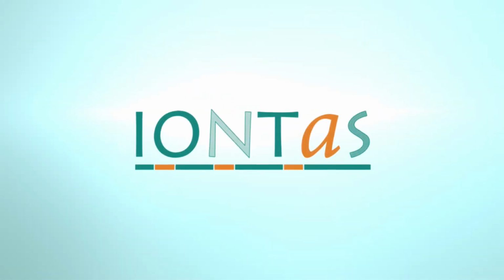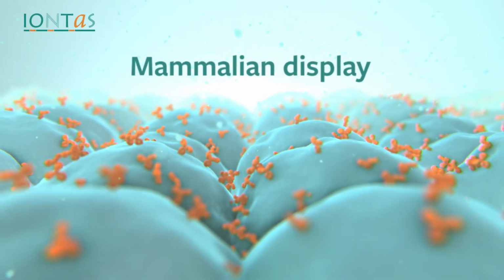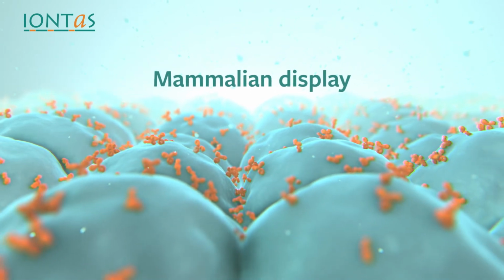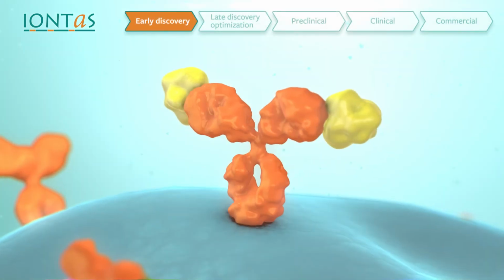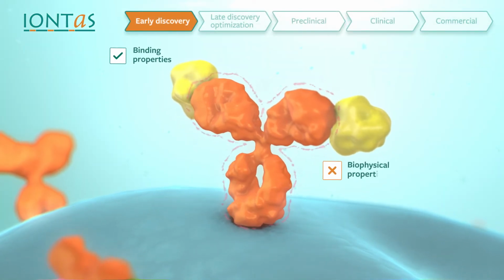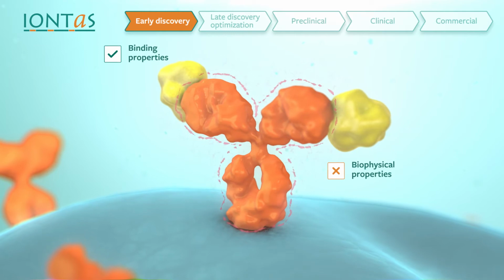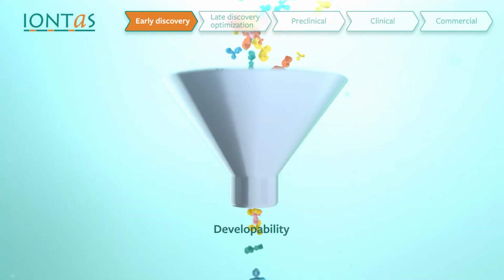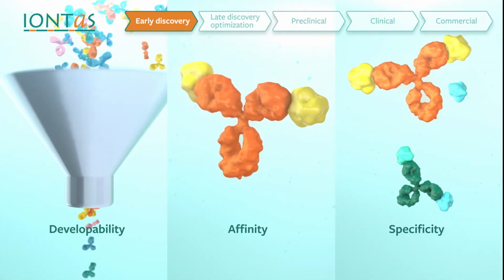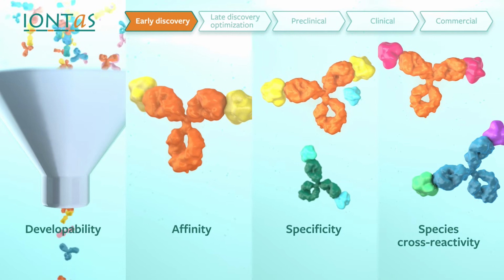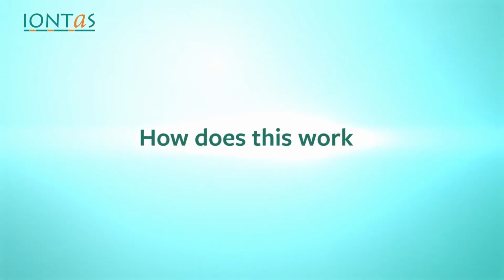Scientists at Iontis have invented a novel technology for displaying antibodies on the surface of mammalian cells for antibody screening, which can detect and avoid antibodies with problematic developability profiles during the early discovery stage, whilst simultaneously deep mining antibody populations based on affinity, specificity, and species cross-reactivity. So how does this work?